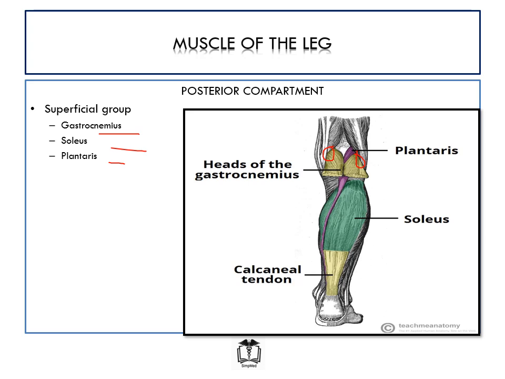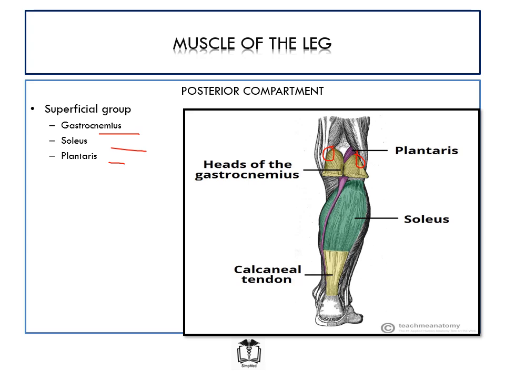Soleus muscle is the next muscle under the superficial group. Soleus muscle tends to originate from the head of the fibula, and there's a particular landmark on the tibia known as the soleal line or soleus line. The soleus line also serves as a point of origin for the soleus muscle. And then the last origin point of the soleus muscle is the medial aspect of the proximal tibia. So it has three origin points.